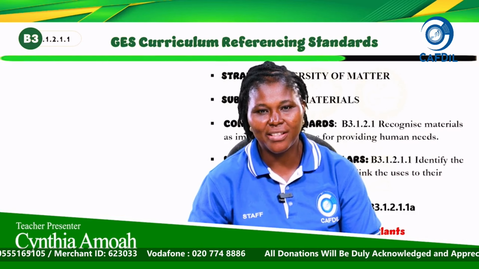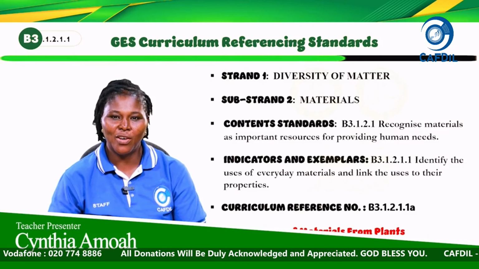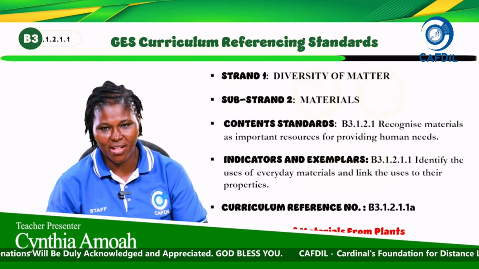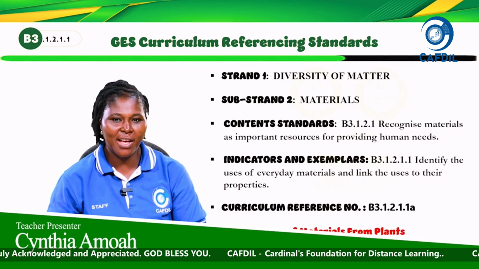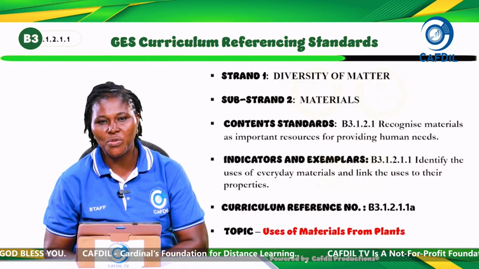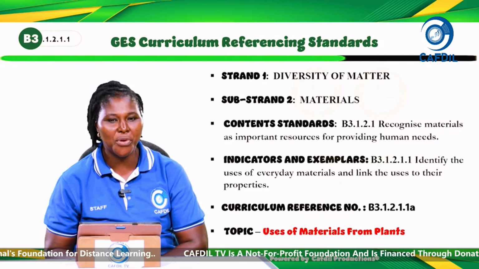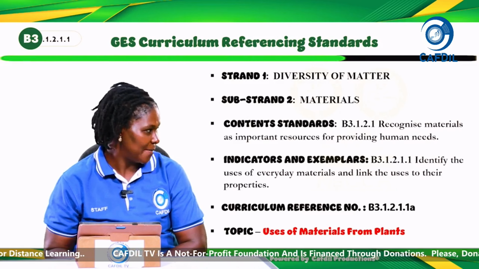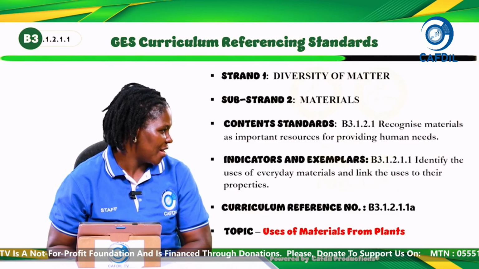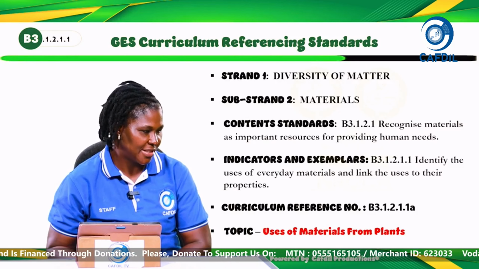Today, we are still on strand 1, diversity of matter, and on substrand 2, materials. Our indicators and examples are: identify the uses of everyday materials and link the uses to their properties.